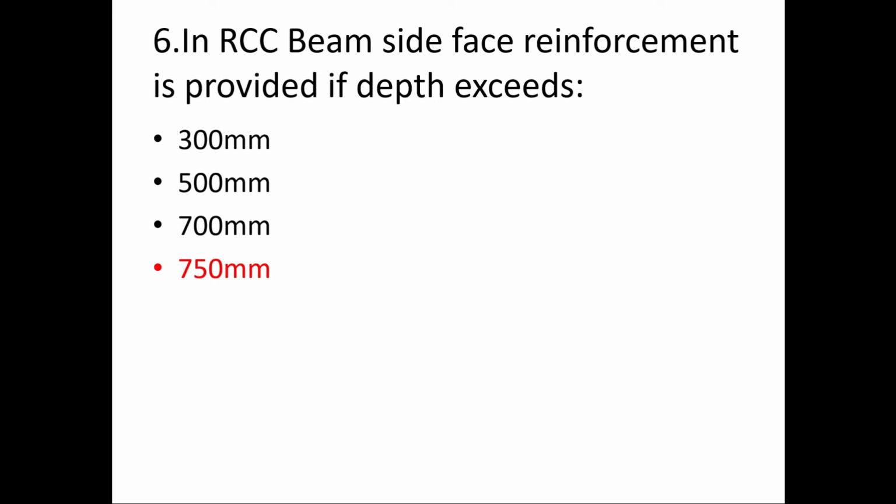In order to get maximum effective depth, the portion of the web below the neutral axis will be in tension but without reinforcement. So we have to provide side face reinforcement on both the faces when the overall depth exceeds 750 mm. This is the reason that we have to provide side face reinforcement if our depth exceeds 750 mm. So option D is correct. This is usually asked in your examinations. So move on to the next question.